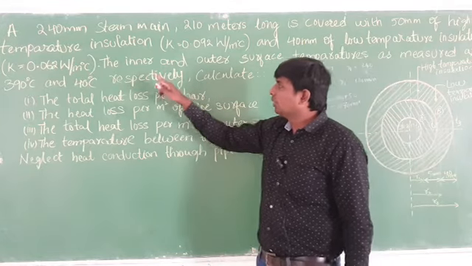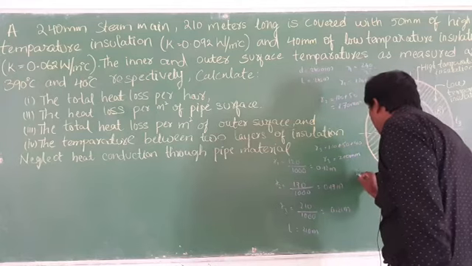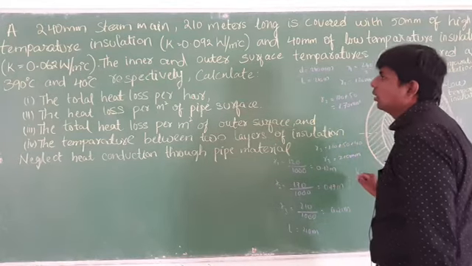After that, what is given? The inner and outer surface temperature. I will write down the values of Ka and Kb. Ka is equal to how much?